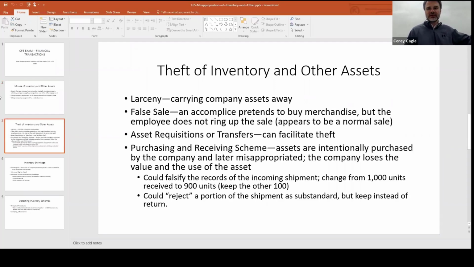Here we are, larceny again. This is not just cash, you can steal inventory. And here's some of the kind of similar type things. It's what we've already talked about, right? Except now we're stealing the actual inventory instead of the cash.